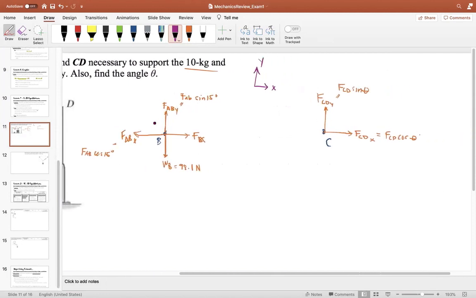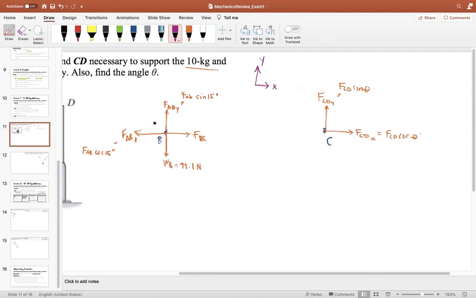Should the weight of the stoplight be negative since it's in the negative Y direction? Yes, but I'm drawing the arrow pointing down, which by my convention is negative. Once it goes into the equation, it'll come out negative because of this convention. But when I draw it on my free body diagram, I'm going to leave it positive because as of right now, it's just a magnitude. Okay. Got it. Thank you.